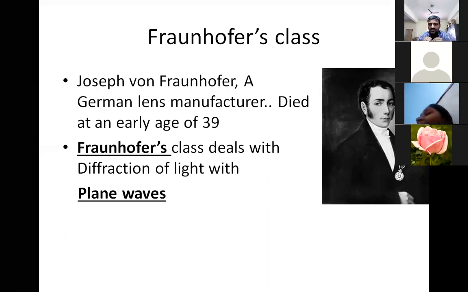There is an unfortunate similarity between both these great physicists. They both died at 39 years of age, and he was a lens manufacturer. Actually, he was from present-day Germany. So he used to manufacture lenses. He was having a business there. Unfortunately, he died because of some unknown disease at the age of 39.